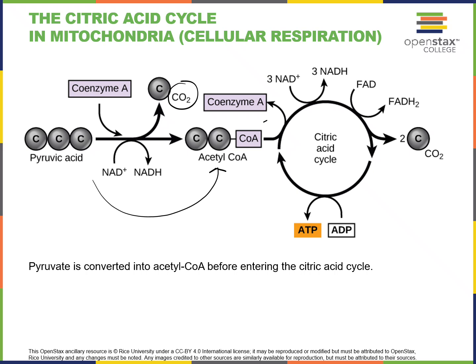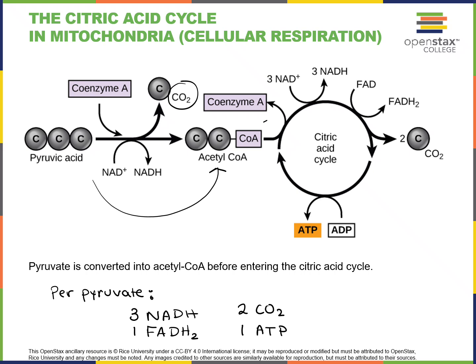Total, you're going to get, per pyruvate, 3 NADH, which is an electron transport molecule, 1 FADH2, again, another electron transport molecule, 2 CO2 molecules, and 1 ATP per citric acid cycle.